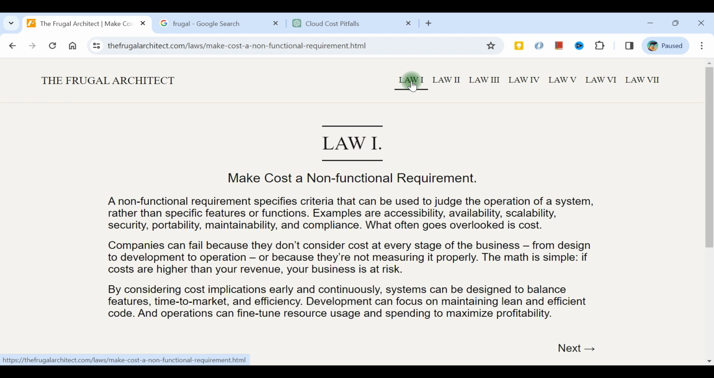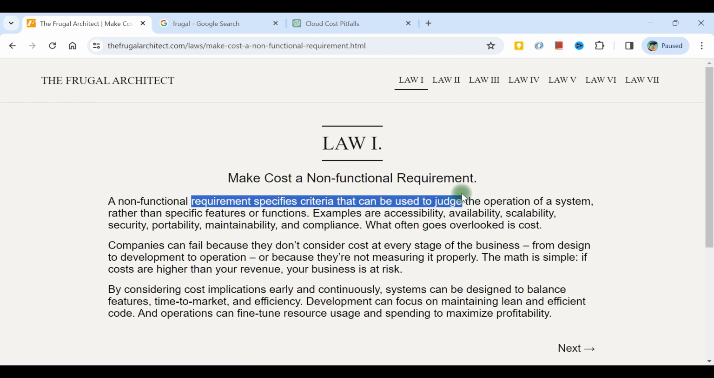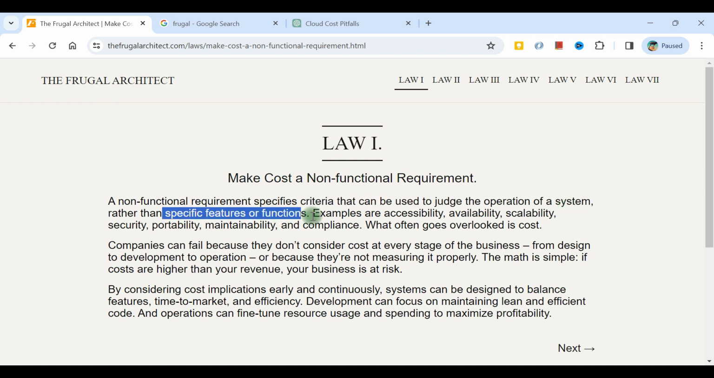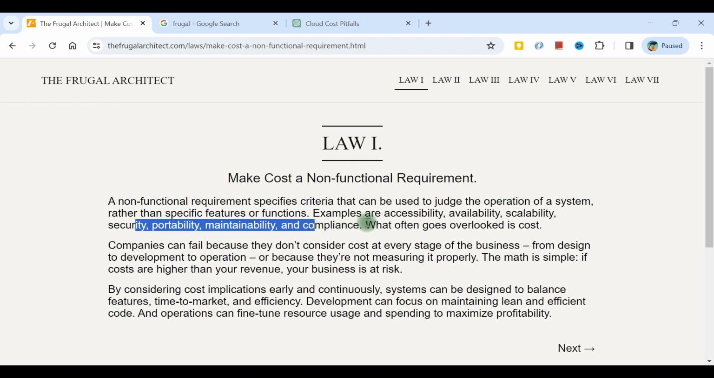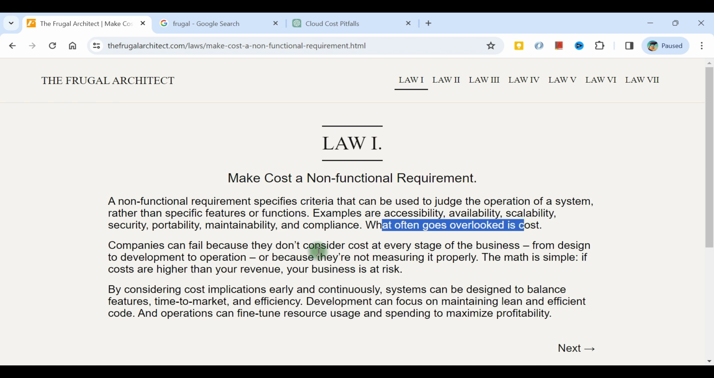First law, make cost a non-functional requirement. A non-functional requirement specifies criteria that can be used to judge the operation of a system rather than specific features or functions. Examples are accessibility, availability, scalability, security, portability, maintainability, and compliance. What often goes overlooked is the cost.